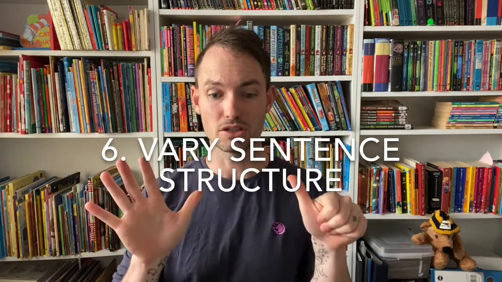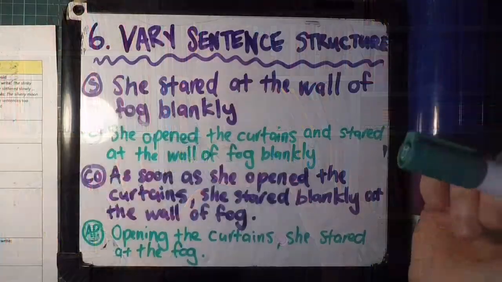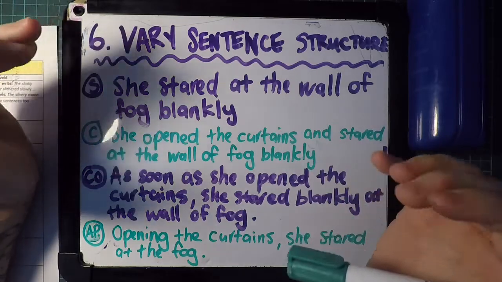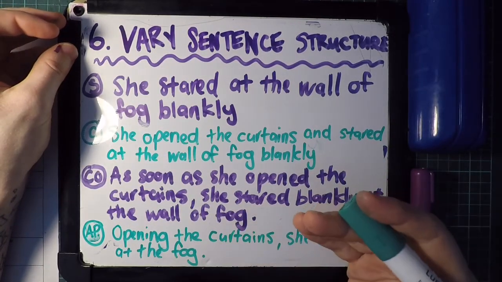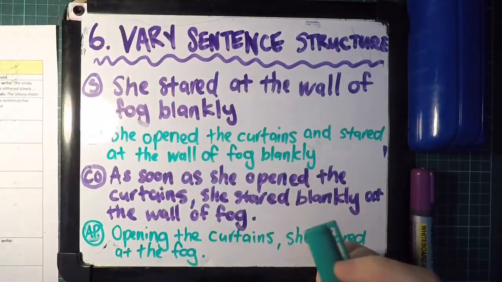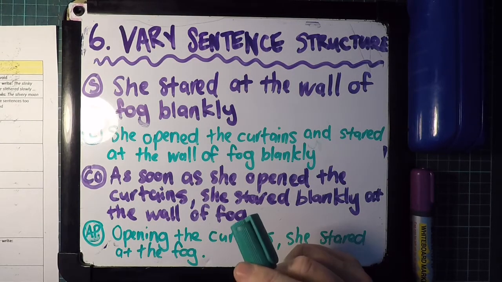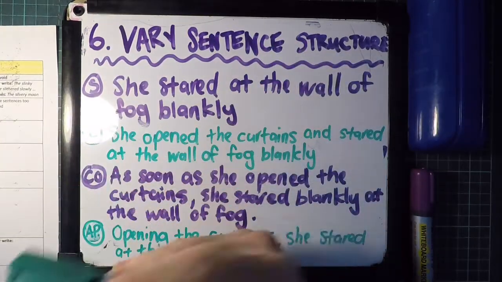And we're going to start with number 6, which is to vary your sentence structure. You're going to get sick of me saying this, but varying our sentences is super important in our writing to make sure that it isn't monotonous, that it sounds exciting and different as we move through, to give us just a bit of variety in our reading. So number 6, vary your sentence structure.